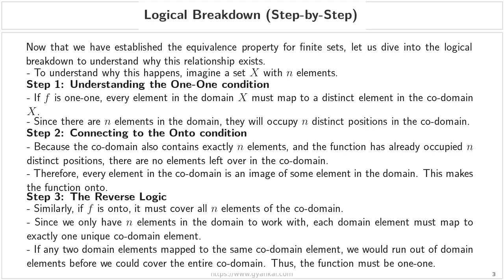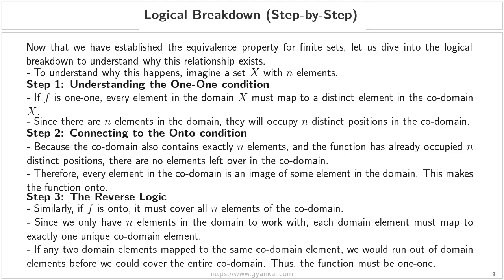Suppose we start with the assumption that the function f is onto. This means the function must cover all n elements of the codomain. Since we only have n elements in the domain to work with, each domain element must map to exactly one unique codomain element to ensure full coverage.